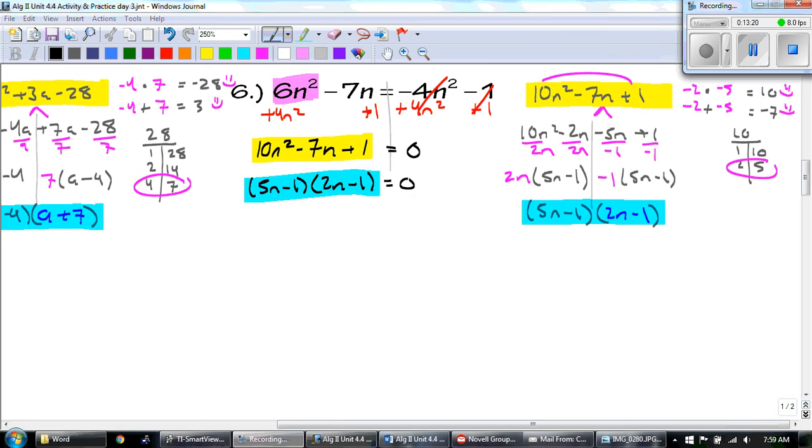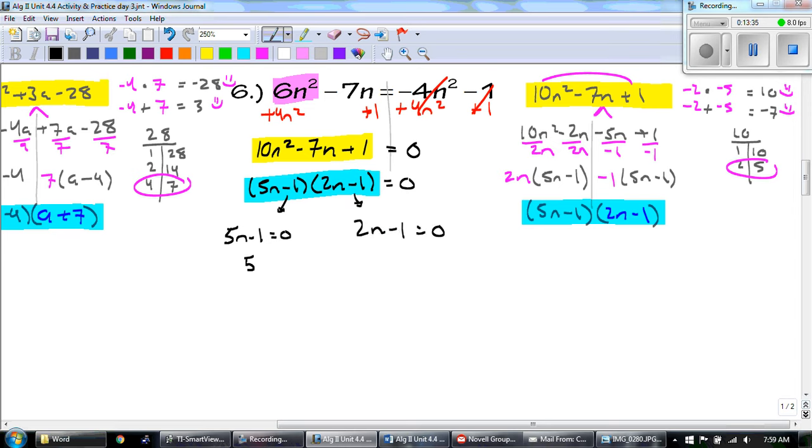Okay, so you should have gotten 5n minus 1 and 2n minus 1. Remember, everything with a variable, we're going to set equal to 0. We add 1 to the other side and divide by 5. And on the right-hand side, I'm going to add 1 to both sides and divide by 2. Okay? And then I'm going to put my answer in order from least to greatest.